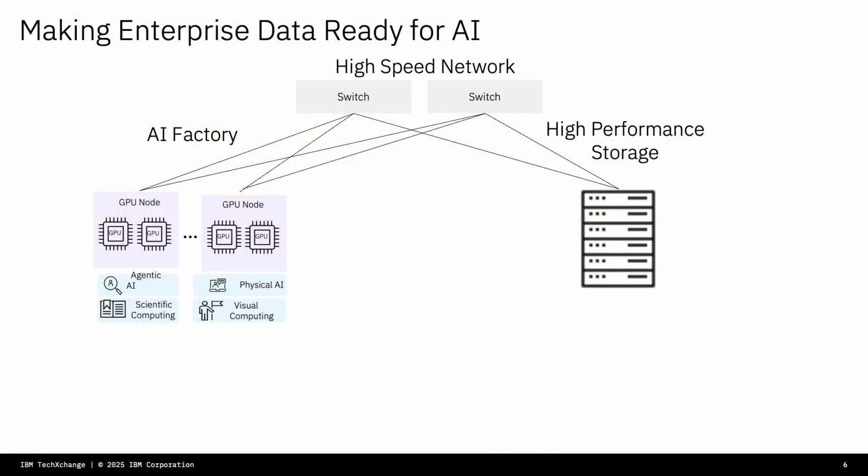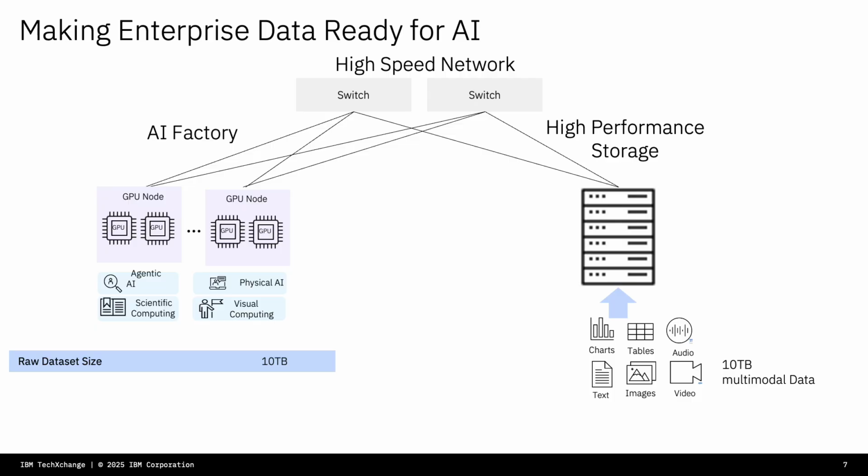So to take a closer look at this, in this diagram you see an AI factory, where the AI factory is responsible for running inferencing applications, doing model training, fine-tuning, things like that. And then we have that connected through a high-speed network to a storage device. Now let's say I want to prepare the data for use with an agentic AI application. In this case, I have a 10 terabyte multimodal data set. Multimodal refers to different types of content like tables, charts, text, audio, video, etc.